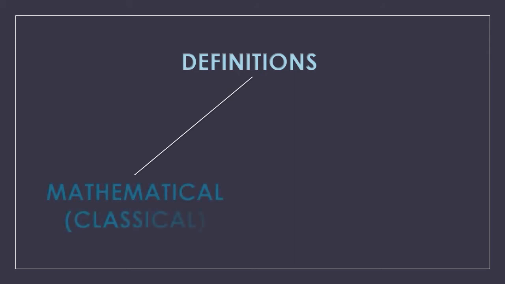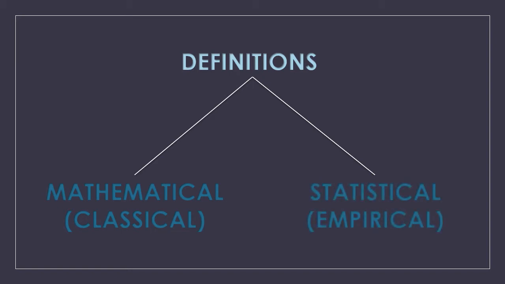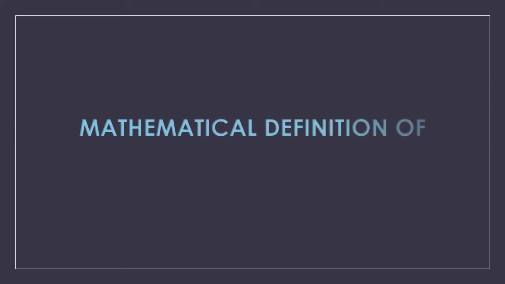Now, in this tutorial, we are going to start with the definitions of probability. The first definition is known as the mathematical definition, also known as the classical definition of probability. The second definition is the statistical definition, also known as the empirical definition. In this tutorial, I am going to explain the mathematical definition first. But before I start with the mathematical definition, I need to explain some important terms. The first term is equiprobable events.